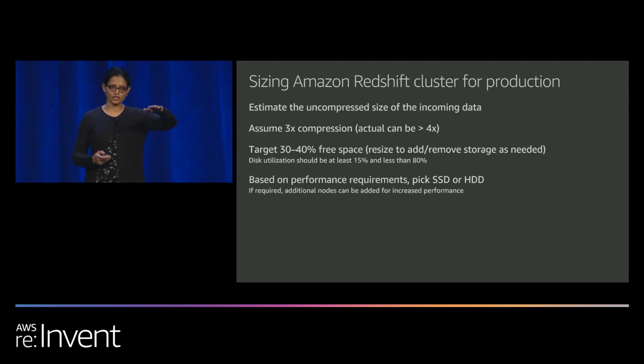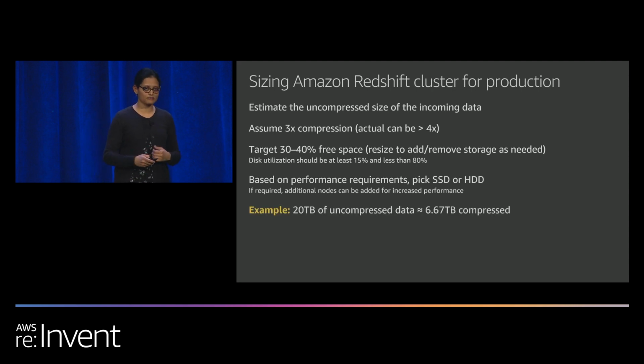Please ensure that if you're using your Redshift cluster, the percentage of disk utilization is below the 80% watermark. Based on the workload and your performance requirement, you can either choose to have dense compute or dense storage, and now RA3 cluster. So with this recipe, let's map it out. If we start with a 20 terabyte uncompressed data set with 3x compression, you get 6.67 terabyte. That's the size that you start with.